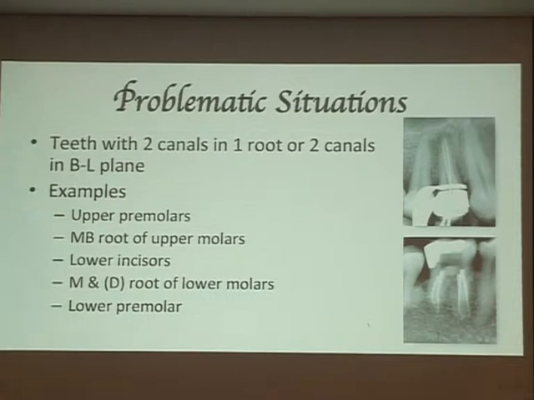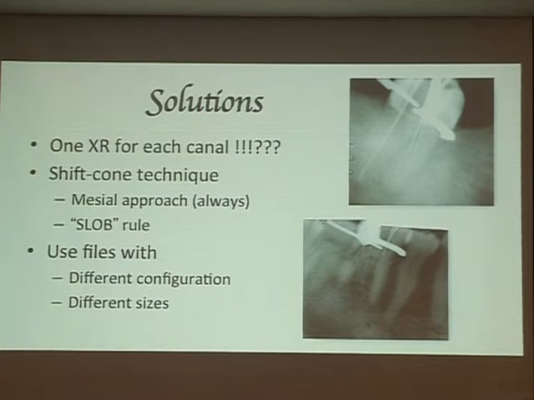What teeth give you this kind of problem? Upper molars, when they have two canals situated in the buccal and lingual plane. Mesiobuccal root of upper molar sometimes has two canals as well, lower incisors. Mesial or distal root of lower molars, when there are two canals situated in the buccal lingual direction, you may have overlapping. How can we correct this problem? Very easy. One canal each side.